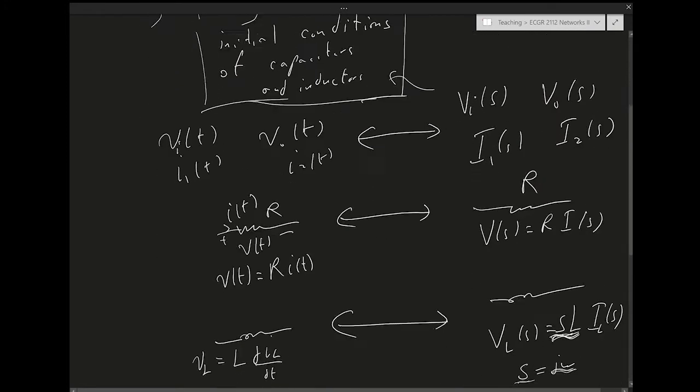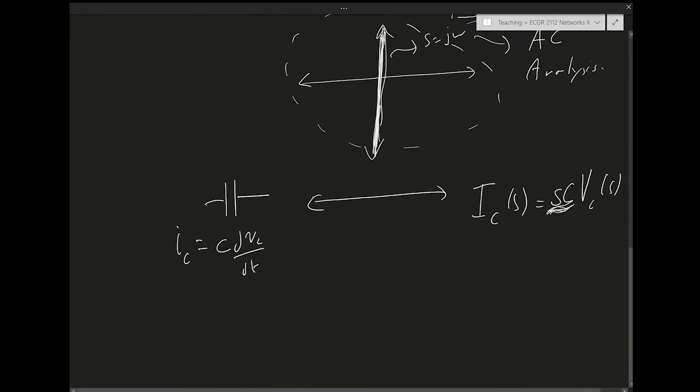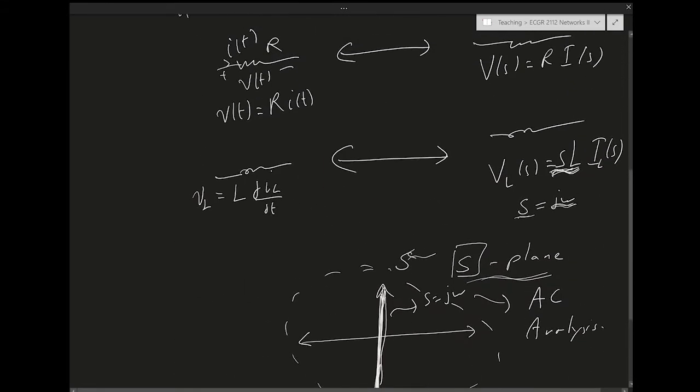Now this treatment is not yet complete because we have to take into account the initial conditions. We want to solve transients for circuits in general, but we cannot do that unless we take into account initial conditions for the inductor and the capacitor.